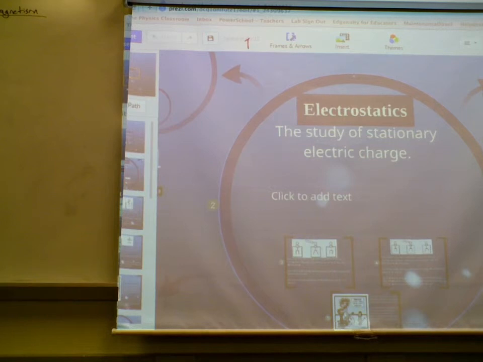Electric charges don't inherently have a magnetic field. They can create one, but they don't inherently have one. And that's something we'll get into later.